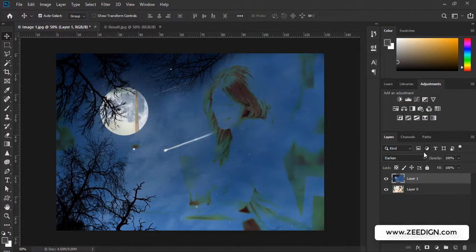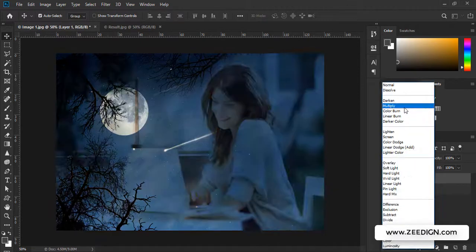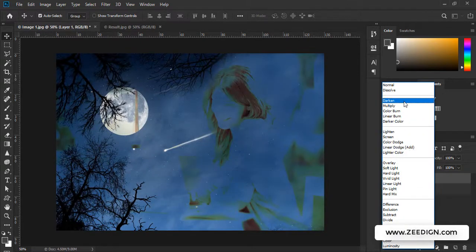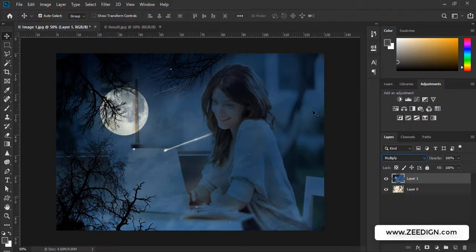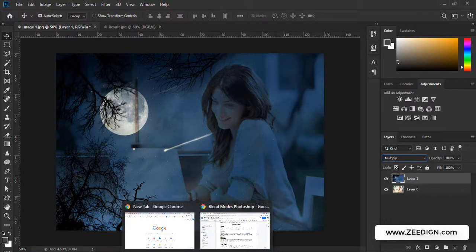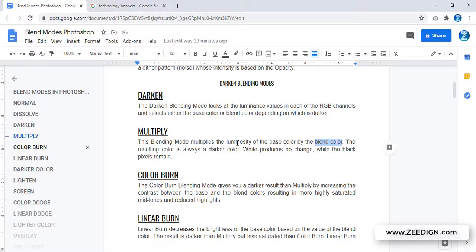So let's show you the multiply. Okay, now you will notice in the darken and the multiply, multiply is stronger as compared to the darken one. Okay, and it's more prominent. So here it is again doing the same stuff like the darken one, but it is a bit more intense as compared to the darken.